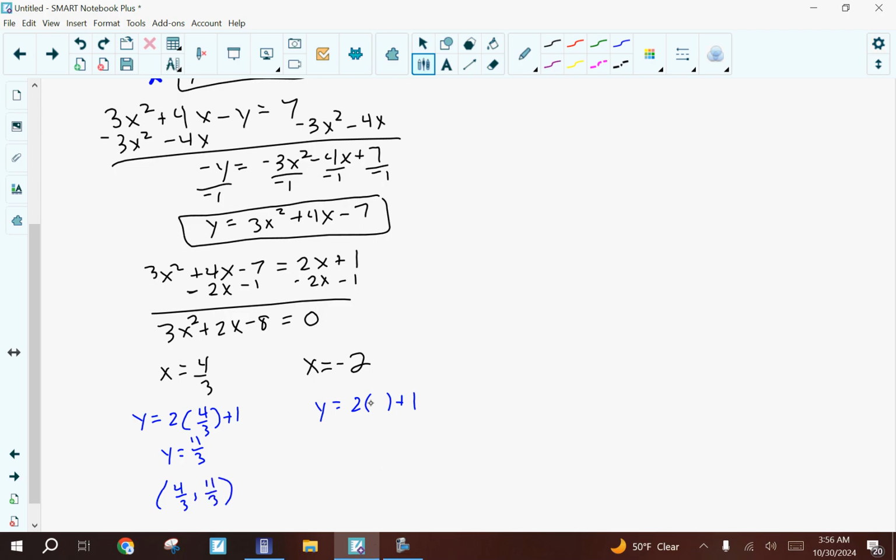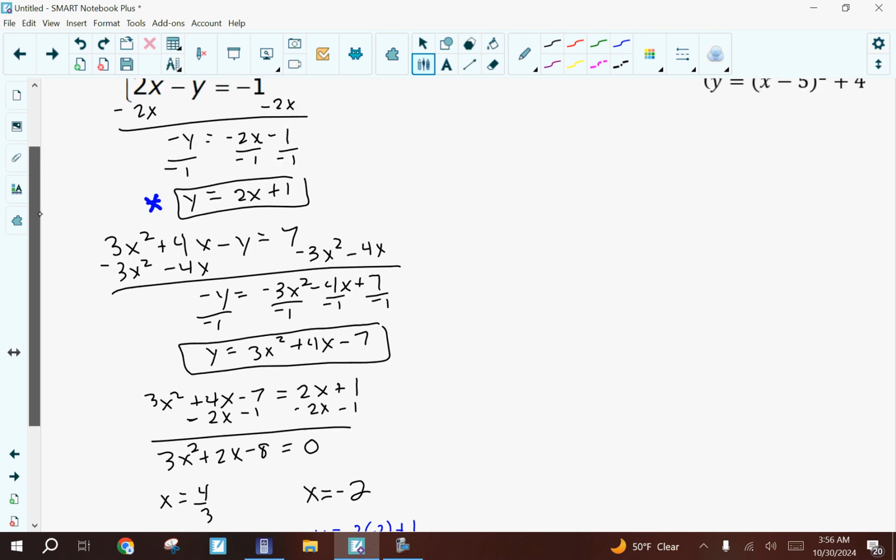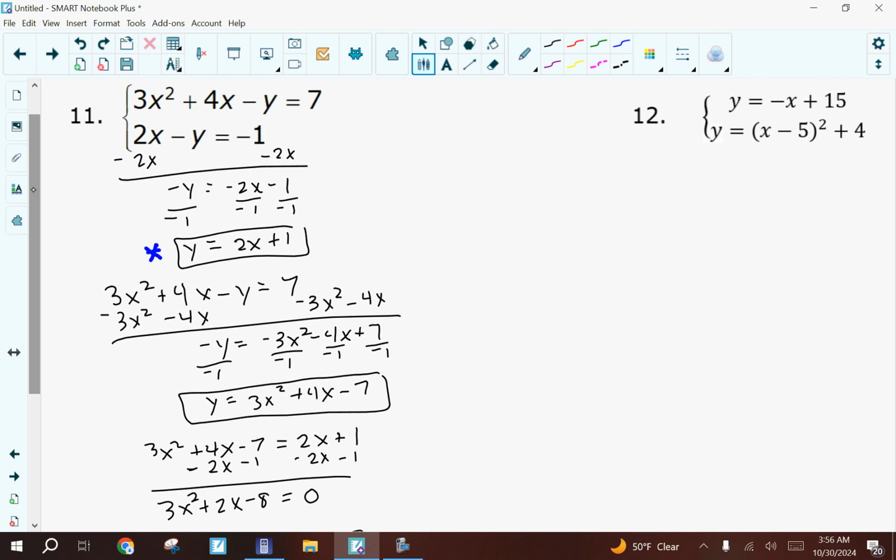And then over here I put in -2. So -2 times 2 is -4 plus 1. So that's -3. So the other answer is (-2, -3). And because these are y equals, you can always go into the graphs and check them. But I'm going to save some time on this video, so I'm going to just move on to the next one.